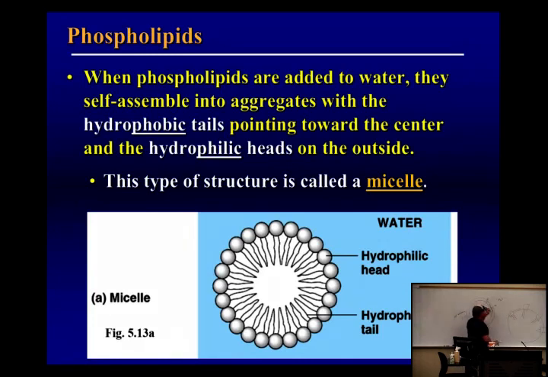And now we have a barrier, right? That works really well. We have water on the inside and water on the outside. So this is how your cell walls are made. They're made out of phospholipids. And is it a single layer? It's a double layer.